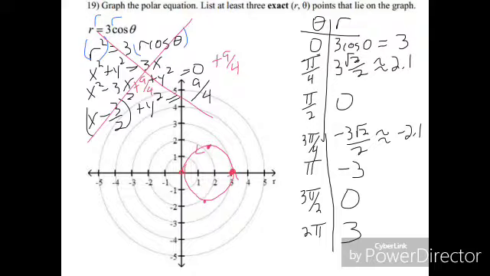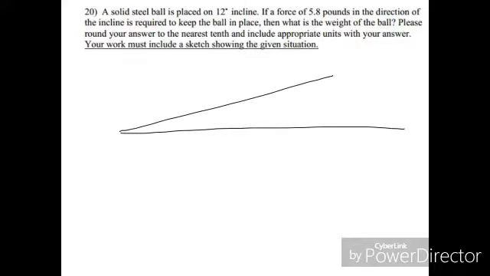Alright, enough of this one for sure. Let's go on to the very last problem on this final and be done with this review. Oh, they're going to make us work for the last one. This is a work application. A solid steel ball is placed on a 12-degree incline. Okay, so we have a 12-degree incline. Let's get horizontal. Let's get 12 degrees. A solid steel ball.